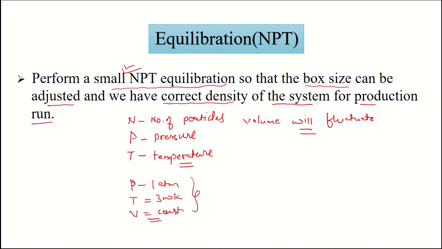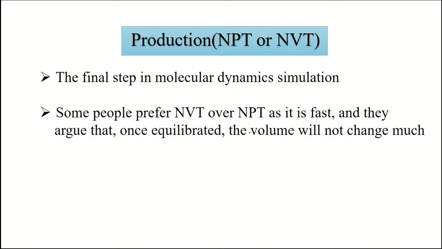Okay, and after that we have the final step in molecular dynamics simulation, the production run. We basically prefer an NPT run because it is closer to reality. But some people prefer NVT over NPT because it is fast, and they argue that once equilibrated, the volume will not change much.